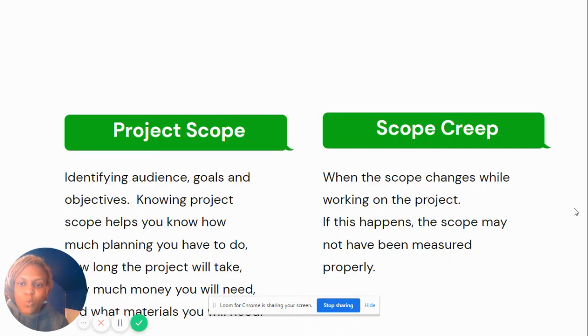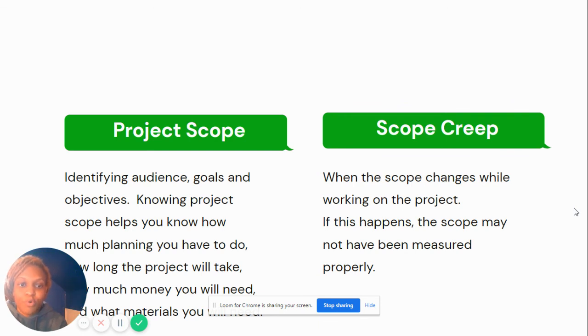All right, now what is project scope? So in project scope, you are identifying your audience, your goals, and your objectives. So basically everything that is needed to make the project. And your designs are projects. So each design that you create is a project. So knowing your project scope helps you to know how much planning you have to do, how long the project will take, how much money you'll need, and what materials you're going to need to finish it.